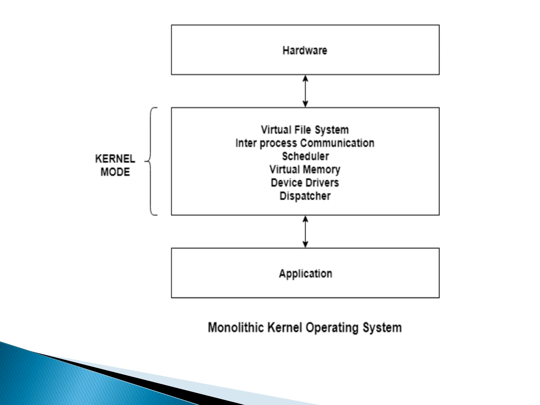This is going to be the monolithic kernel operating system architecture. Over here, you will have all the functions, all the services in the kernel mode alone, and you do not make use of the user mode. The different services are virtual file system, inter-process communication, schedulers, virtual memory, device drivers, dispatcher, and then you come to the application part. You get interfaced with the hardware through this kernel mode.